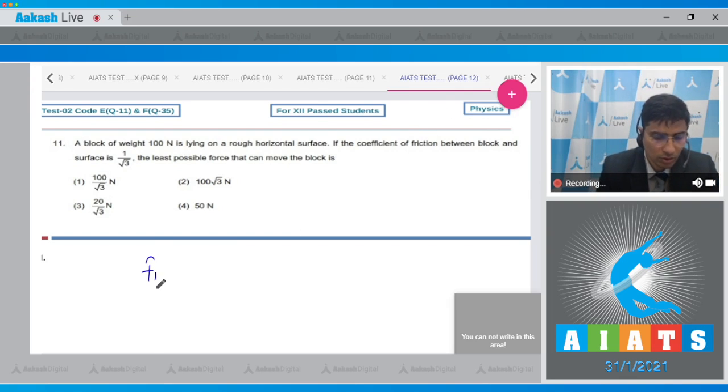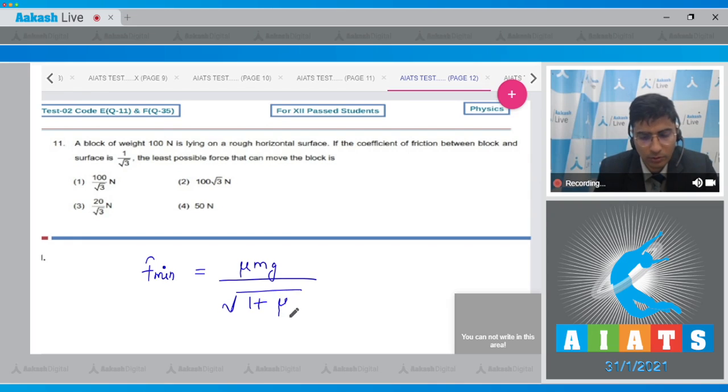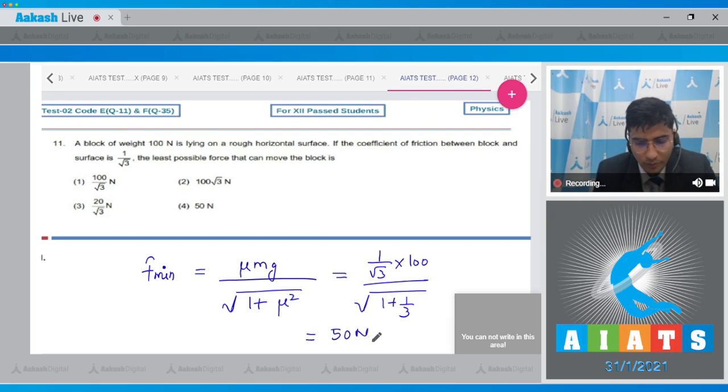Dear student, we can solve this question using the straight formula that the minimum force required in these cases is equal to mu mg divided by under root 1 plus mu squared, where symbols have the usual meanings. So this will be 1 by root 3 into 100 divided by root of 1 plus 1 by 3. This will be, dear student, equal to 50 Newton. And hence option 4 is the correct answer.